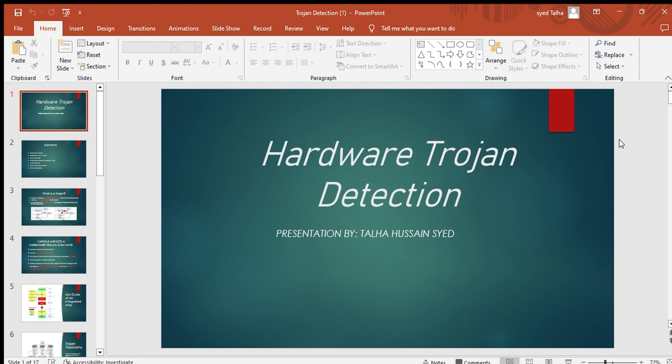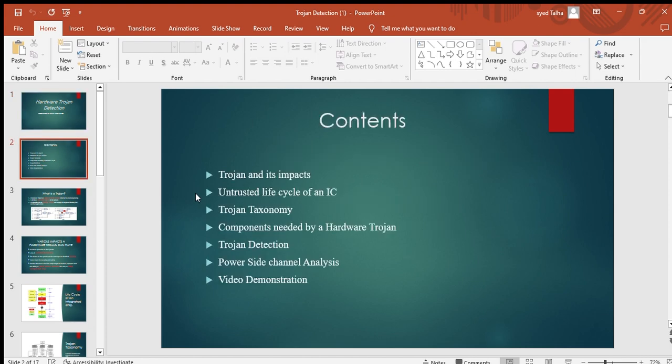Hello everyone, this presentation is on hardware Trojan detection, and so these are the contents of my presentation. First we will discuss the Trojan and its impacts. Then we will see the life cycle of an integrated circuit. We will see the different types of Trojans, the Trojan taxonomy, and then the components needed by a hardware Trojan. Then we will see the various Trojan detection methods.